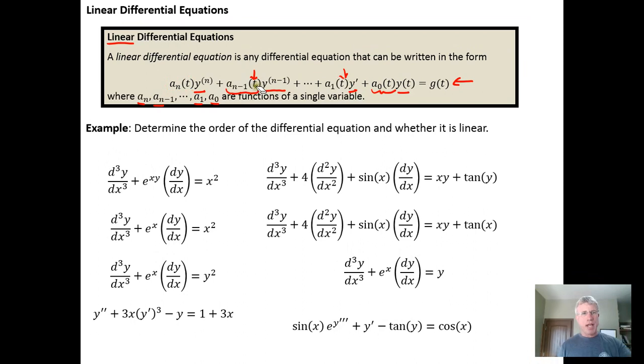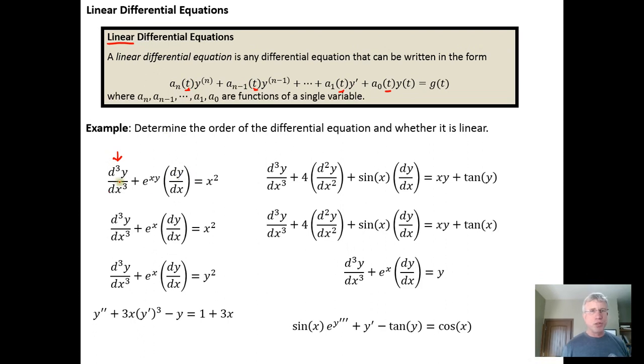Y and its derivatives can't be raised to any power other than 1, and the coefficients on y and its derivatives have to be functions of a single variable. Those are the two key criteria to look through. So if I look at this differential equation here, I see that the highest derivative is 3, so it's a third order differential equation. It is an ordinary differential equation because it has no partial derivatives in it. And then we would have to identify, is it linear or not?